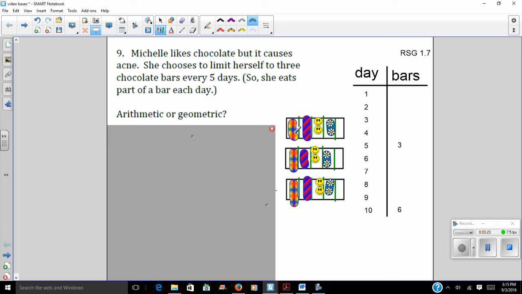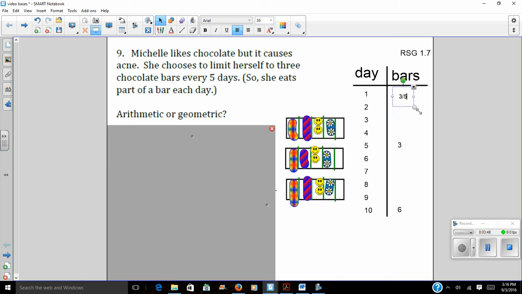She ate a little bit of this bar. She ate 1/5 of this bar on day 1, 1/5 of this bar on day 2, and a little bit of this bar on day 3. So that's 1/5 and 1/5 and 1/5. So she has actually eaten 3/5 of a bar. Now we're going to plunk that in here as just a fraction.